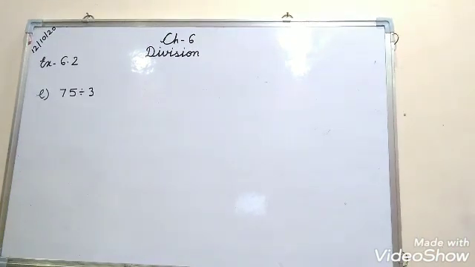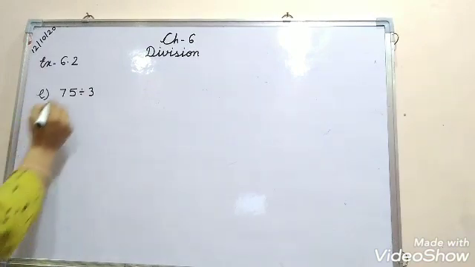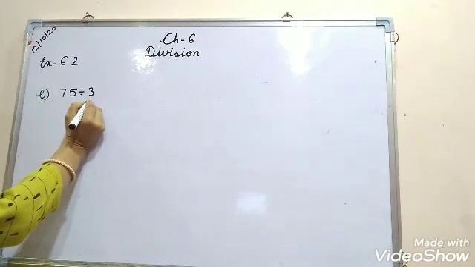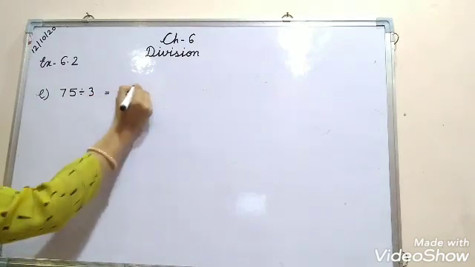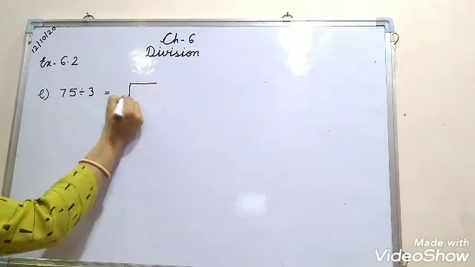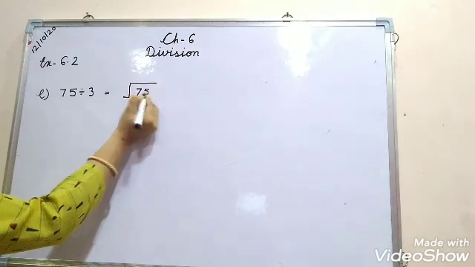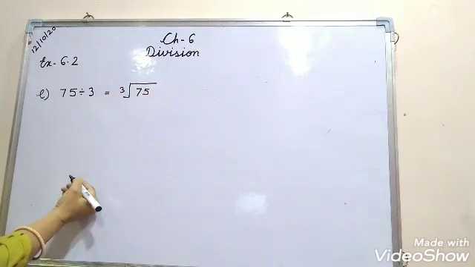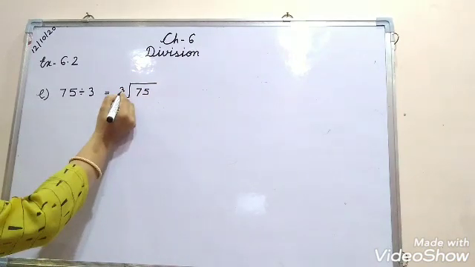Okay, let's have one another example. Here, 75 divided by 3. So what we will do? We will write 75 inside the box and 3 outside. Okay. And after that we will do comparison.